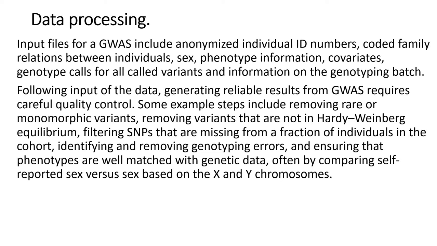The next step is data processing. When we have the data, we input the file with ID numbers, coded family relations between individuals. There may be different families; we can have data of different families, sex, phenotype information, covariates, and genotype calls for all called variants.